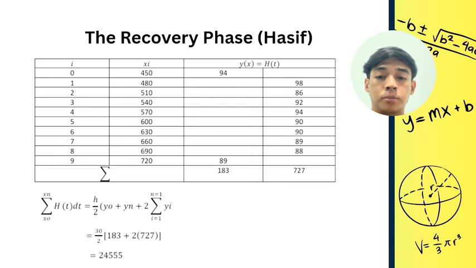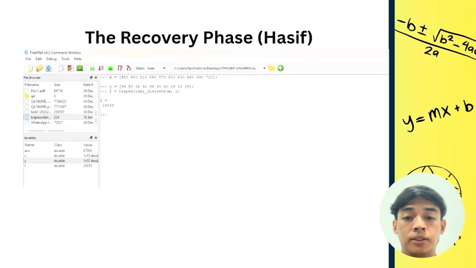This slide shows the trapezoidal rule calculation for subject Hasif during the recovery phase. The heart rate data recorded between 450 and 730 seconds is used with a 30-second time interval. The first and last heart rate values are 94 BPM and 89 BPM, while the sum of the intermediate values is 727. Substituting these values into the trapezoidal formula gives a recovery workload of 24,455 BPM per second.